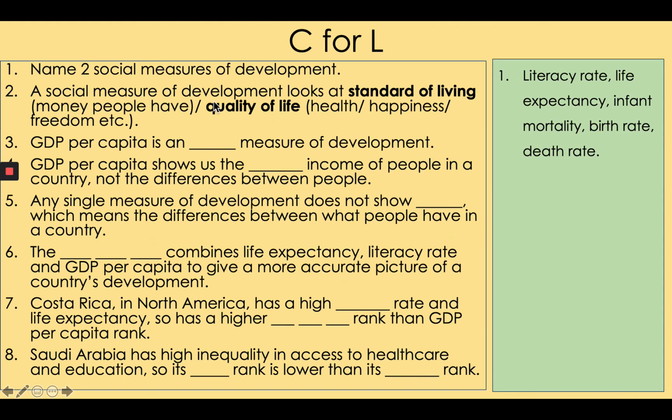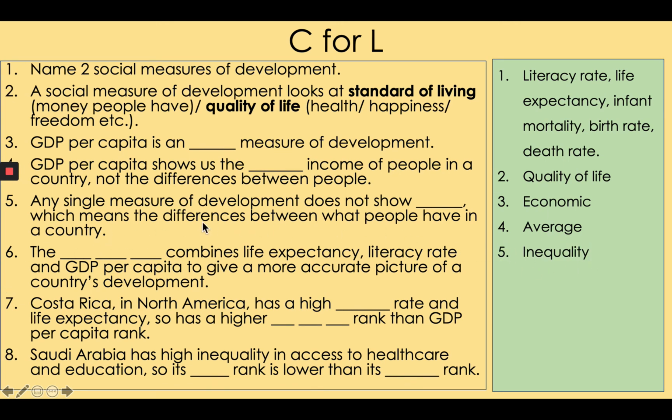Number 2, a social measure of development looks at quality of life, not standard of living. Number 3, GDP per capita is an economic measure of development, again, about money. Number 4, GDP per capita shows us the average income of people in a country, not the differences between people. Number 5, any single measure of development does not show inequality, the differences between what people have in a country, for example, money.